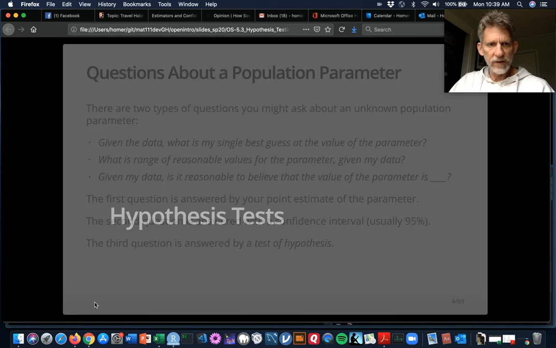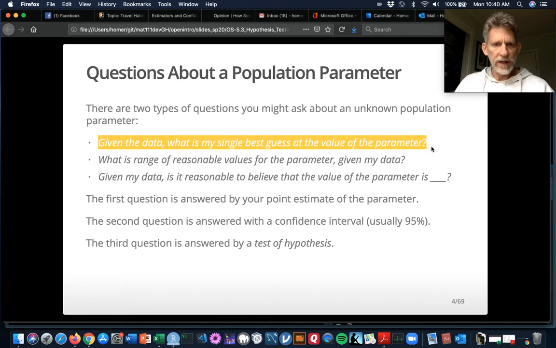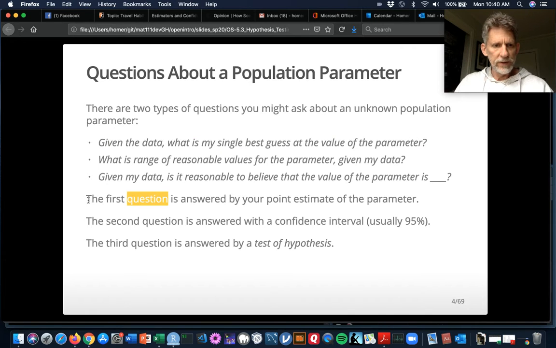So what are hypothesis tests? Well, we've been talking about population parameters and how we can use data to estimate them. There are actually three types of questions that you might ask about an unknown population parameter. Not two, actually three. First of all, given the data, what's my single best guess at the value of that unknown parameter? That is something that we addressed early on in the chapter.